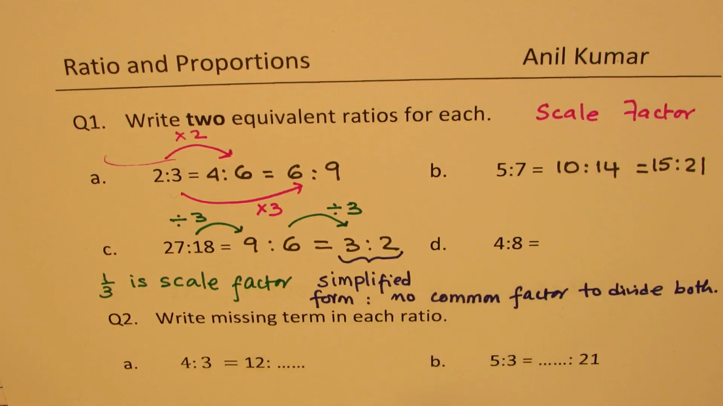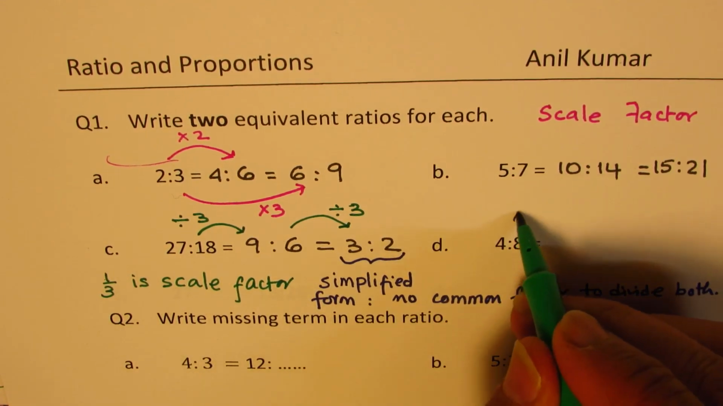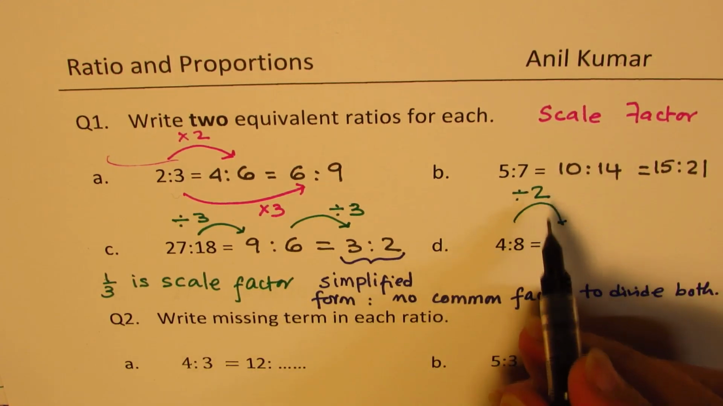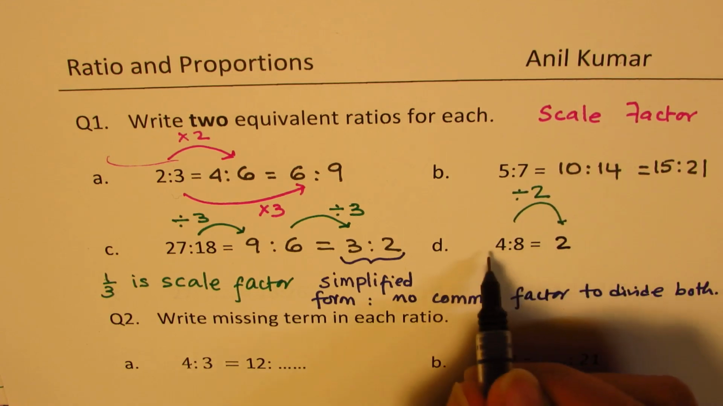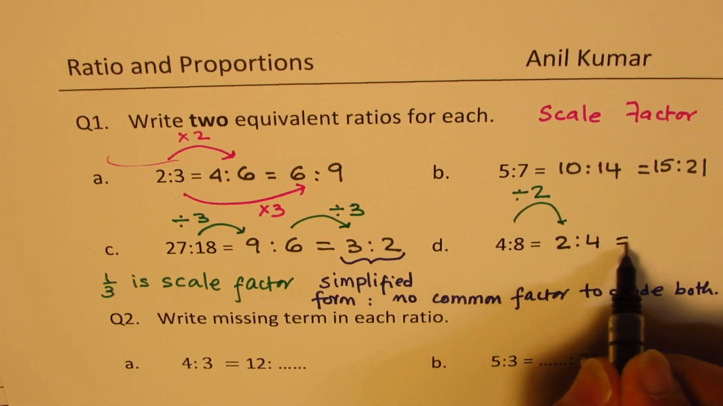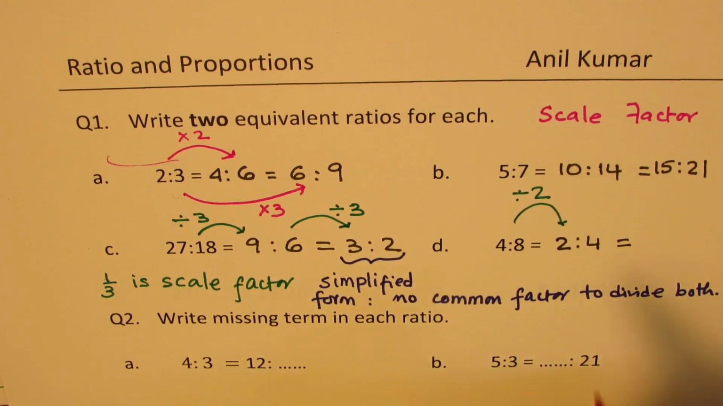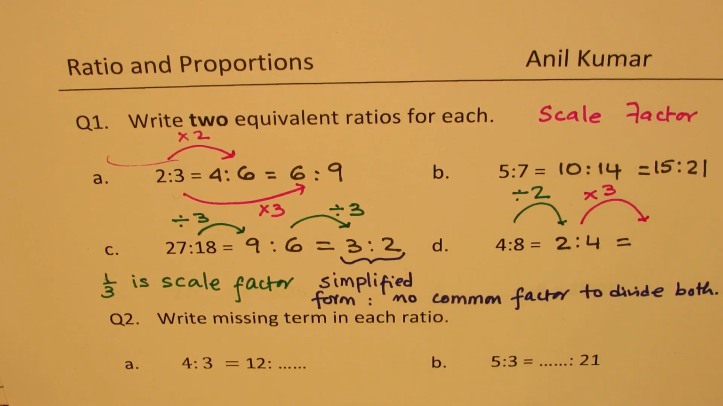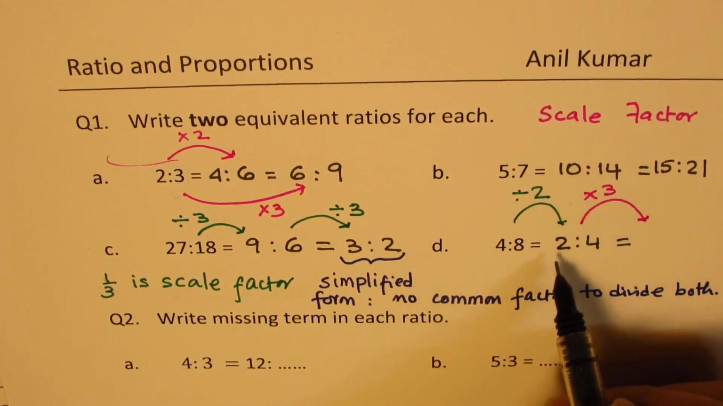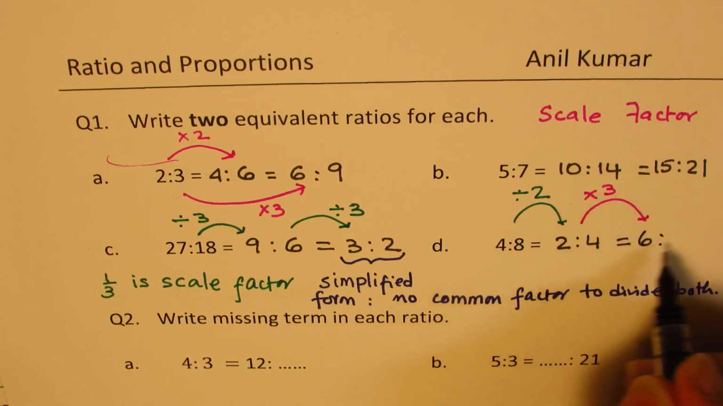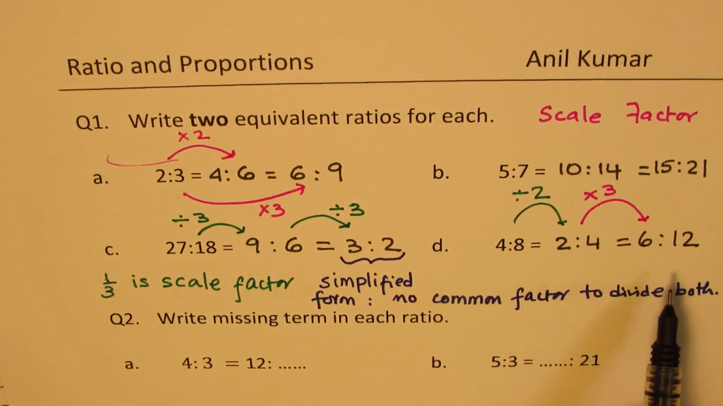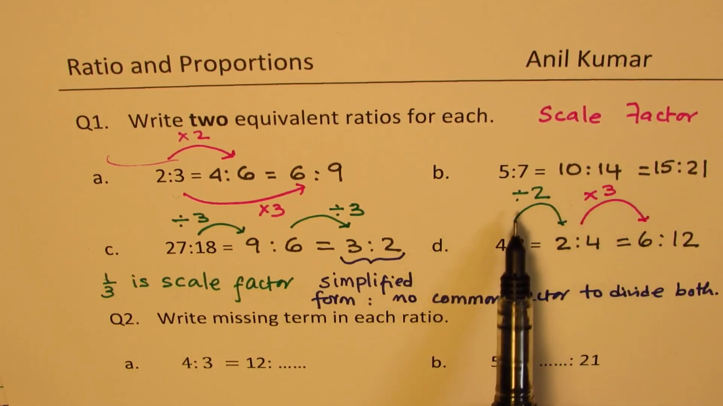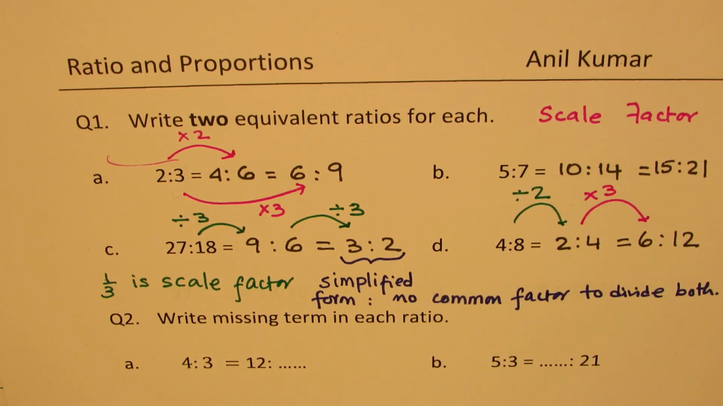Now 4 is to 8. In this, we could actually divide by 2, right? So if I divide by 2, that is, the scale factor is half. So in that case, I get half of these numbers as 2 is to 4, right? I can actually also multiply, right? So we can multiply this by 3 to get an equivalent ratio, which could be something like this: 3 times 2 is 6 and 3 times 4 is 12. Do you see that? So that means to get equivalent ratios, you could multiply or you could divide. I hope that is perfectly fine.